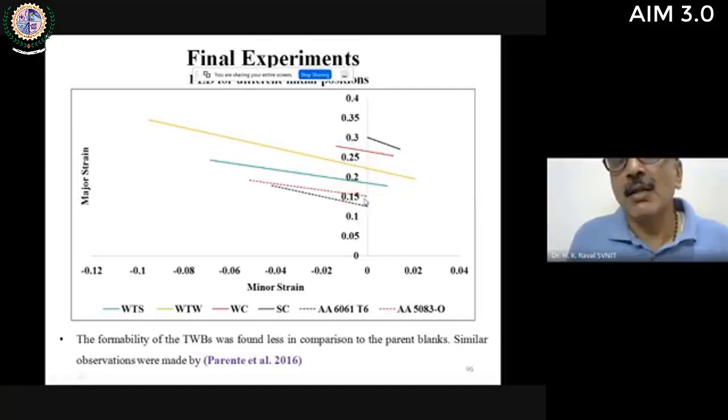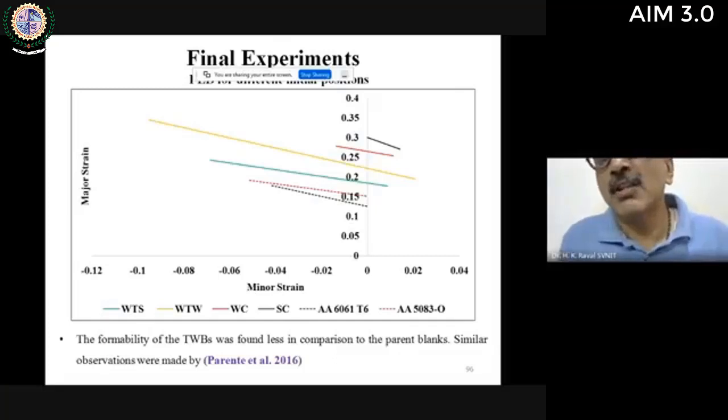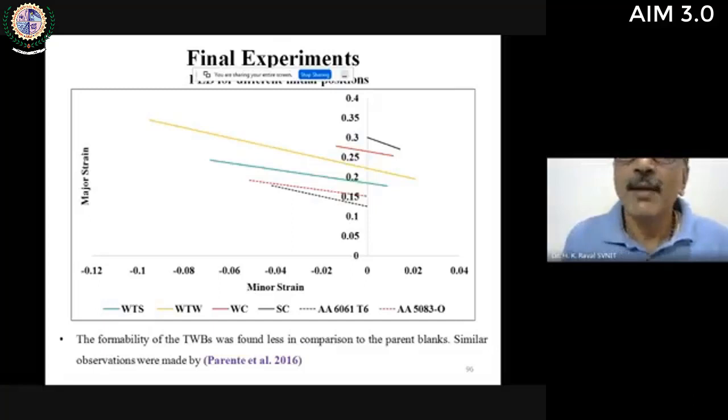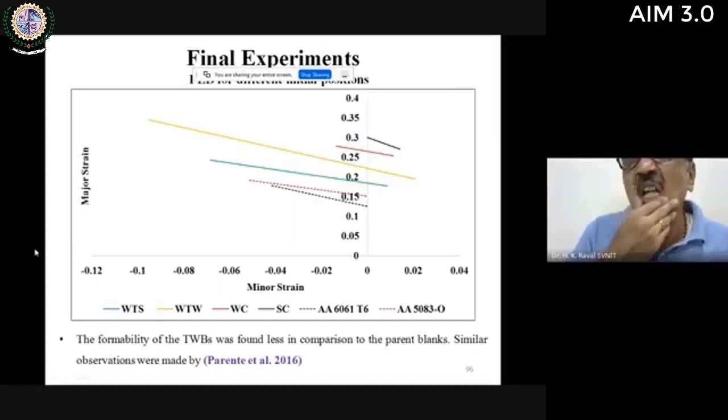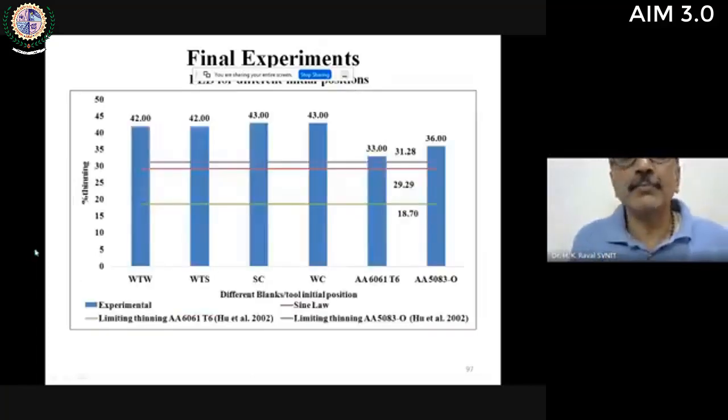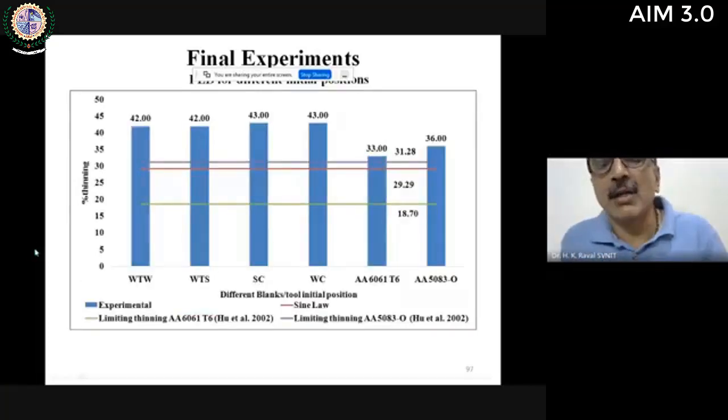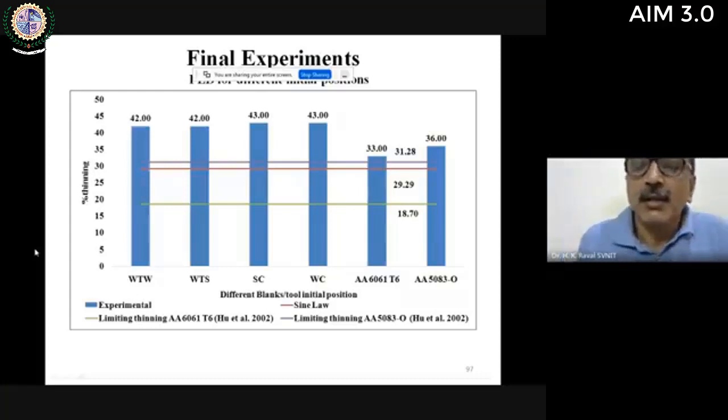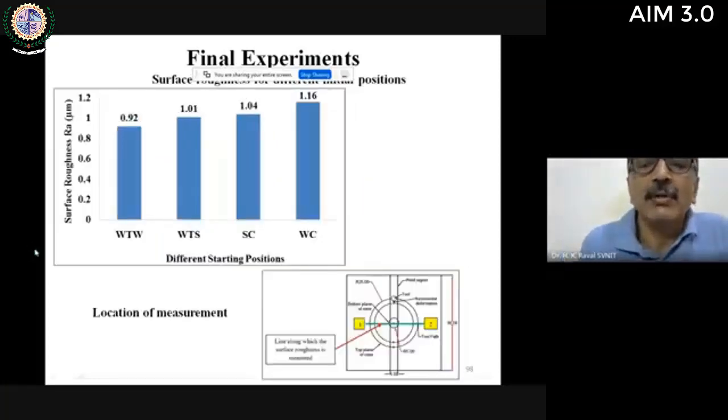You can see here, but as soon as you add the welding, the material becomes harder. You have to carry out heat treatment, and because of welding itself, the material has some discontinuity, and that will also result in rising straining. That is why all the TWBs experience more straining compared to the straining of the base material. This is again the comparison I have already shown using limiting thinning dimensions and sine law. It is the same, and then the surface roughness was measured at various locations. This is what the picture is showing.